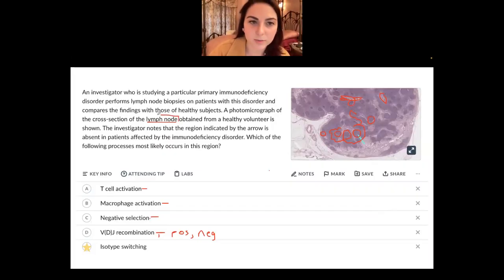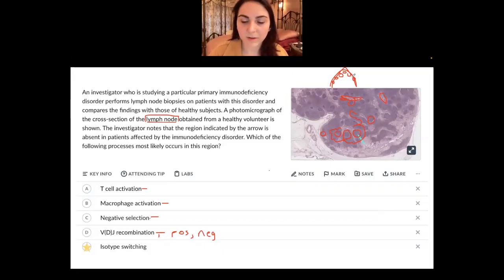They told you that this was a lymph node, and they wouldn't expect you in first year to look at this and know it's a lymph node. They would have to tell you what this is. If this was a thymus, that's more like the cortex of the thymus, which would be towards the outer portion a little bit more.